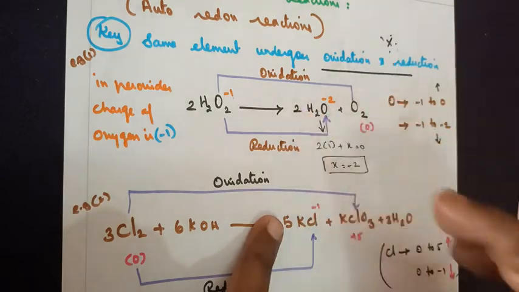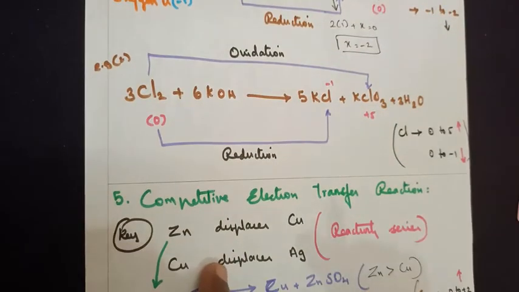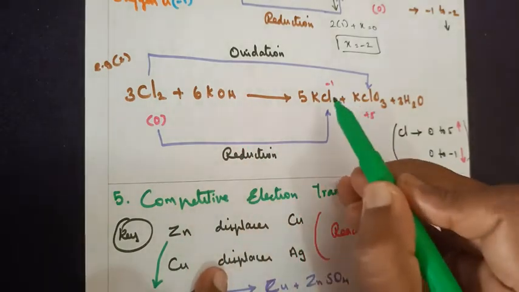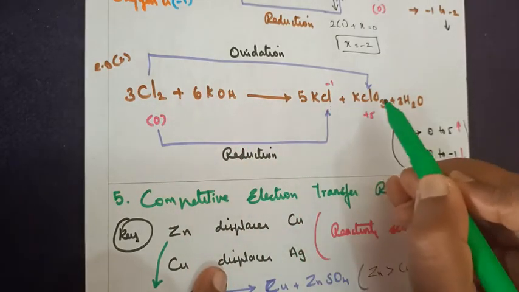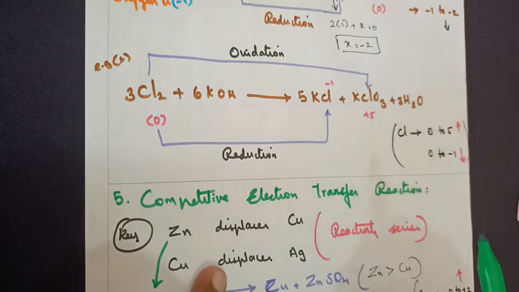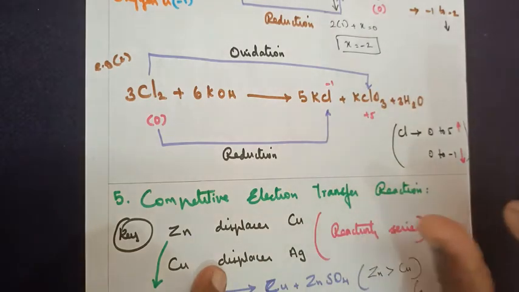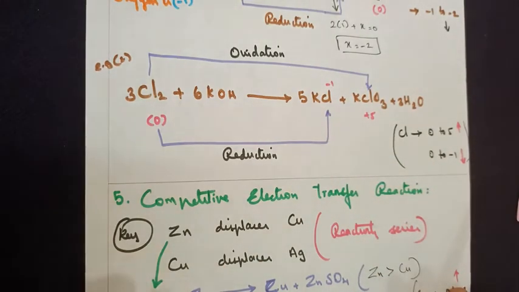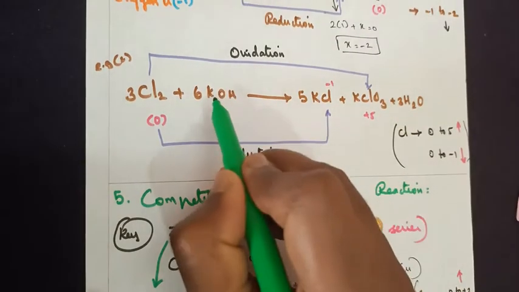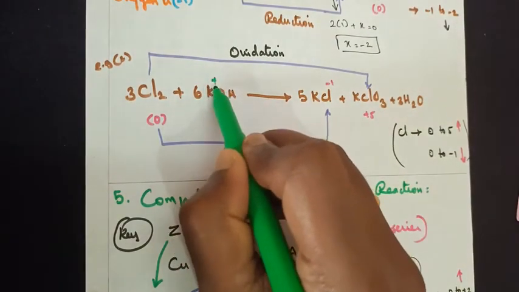To make this concept clear, I have taken one more example. Chlorine, when we treat it with potassium hydroxide, we get potassium chloride plus potassium chlorate, that is KClO3, plus water. The reaction is already balanced. I have taught you how to balance the reactions. I am not going into balancing the chemical reactions, only looking at the oxidation number. The charge of potassium is +1 here.